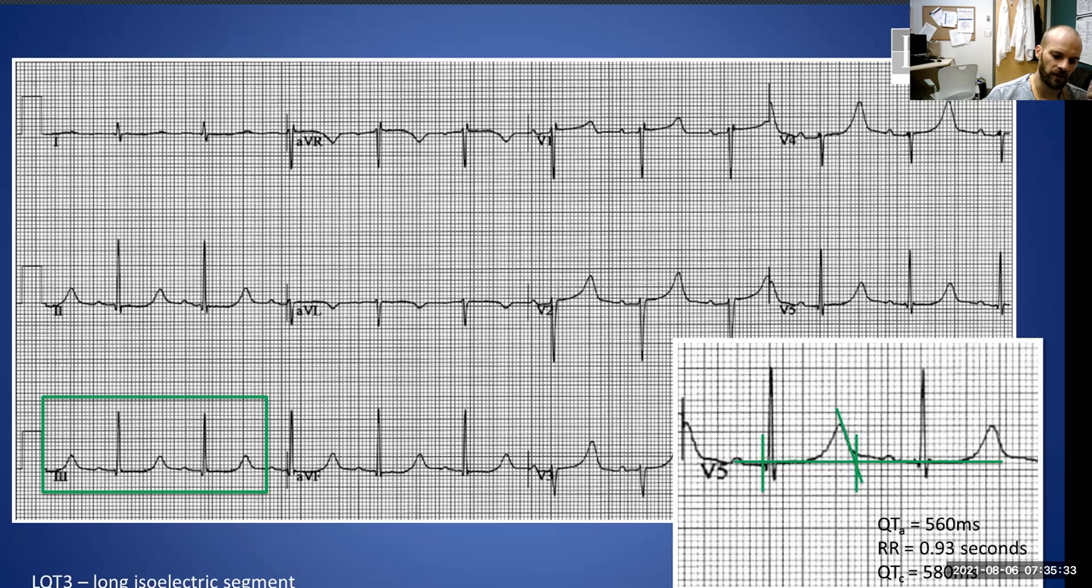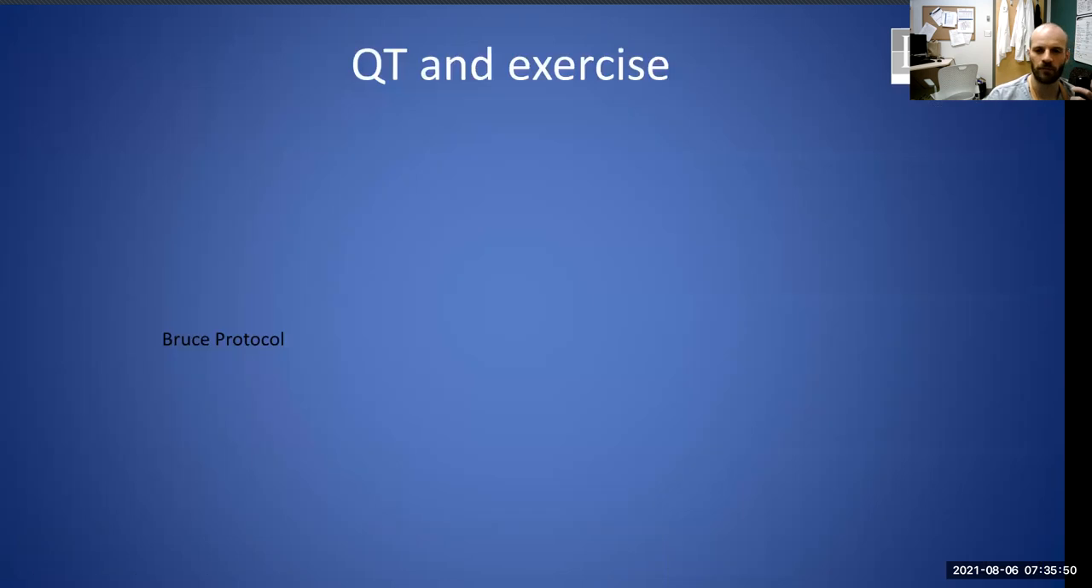Well, one of the other things that can be really helpful is seeing how the heart rate responds to exercise. Not just the heart rate, but also how the QT interval responds to exercise. And in patients with long QT syndrome, those QT dynamics, the way the QT interval responds to exercise, are different to those in normal people.